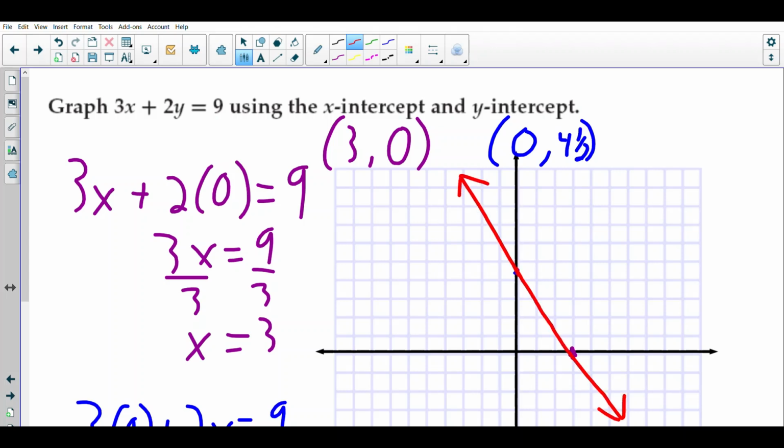And that's what we call the intercept method, plugging in 0 and canceling out one of the variables. So that's graphing linear equations.